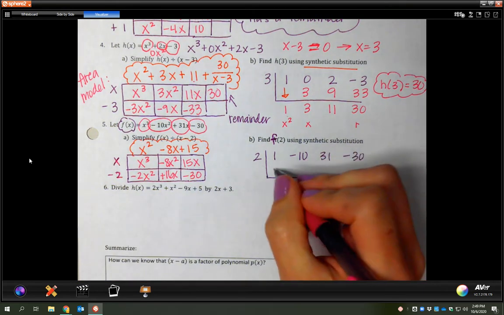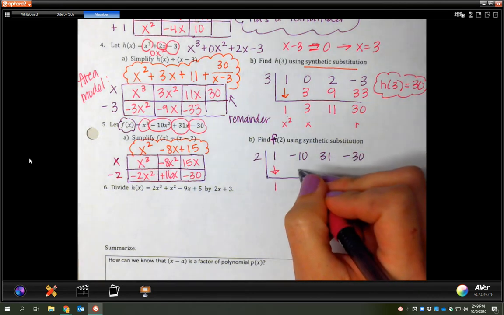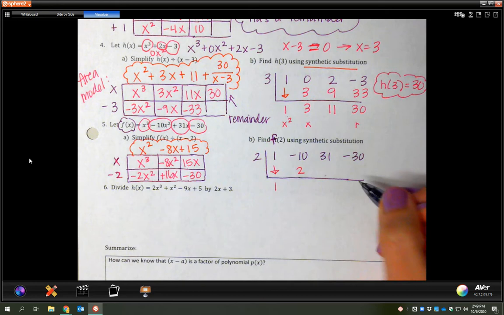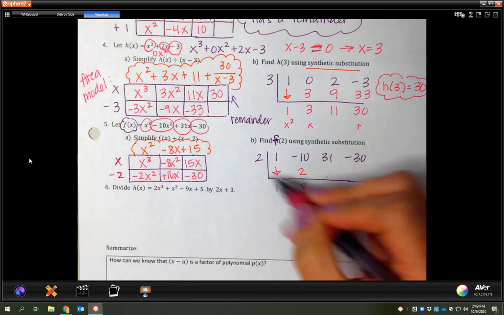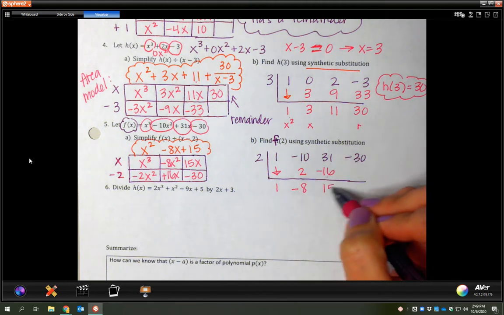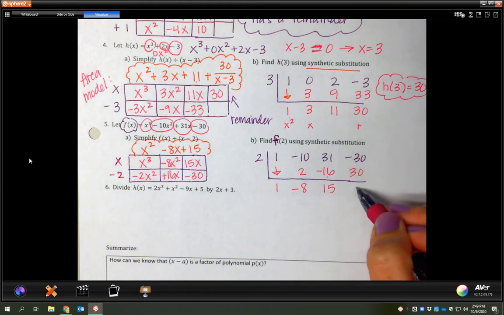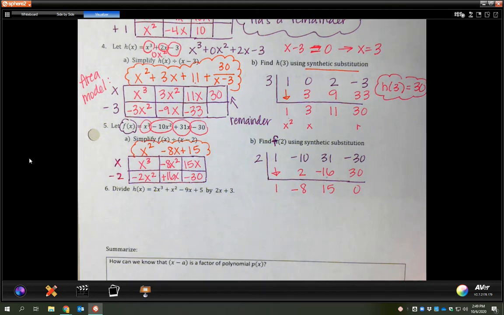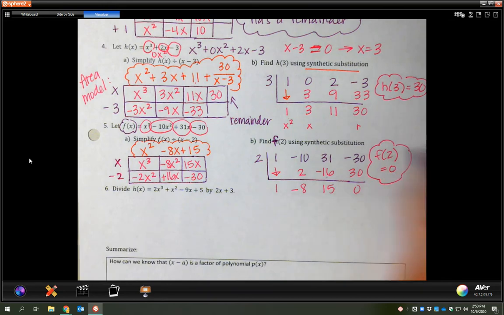We bring the first number down, and then we multiply to the number on the outside. 1 times 2 is 2. And then add, multiply, add, multiply, and then add. Okay, so if it's just asking for f of 2, that equals 0. That's the number we got at the end. That's answering this question. Find f of 2, it's 0.